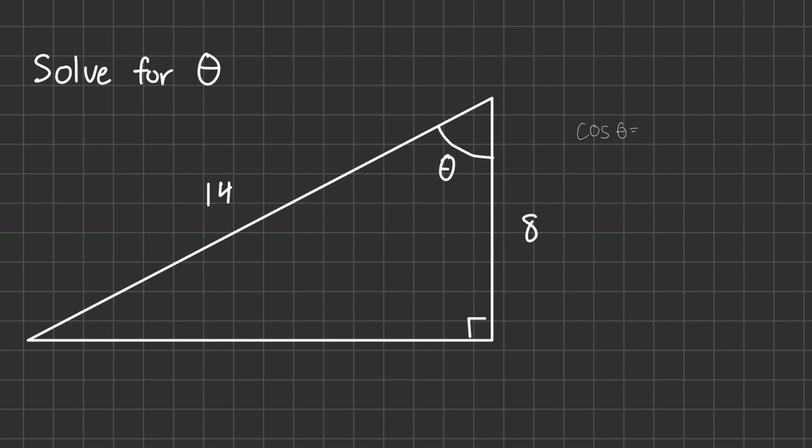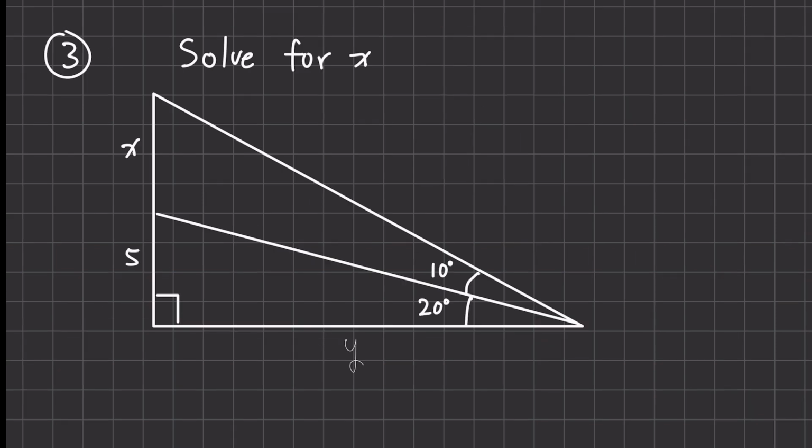So cosine of theta is equal to adjacent over hypotenuse, or in this case, 8 over 14. Now, we need to isolate for theta, which means we must apply the inverse cosine function to both sides of the equation. These two cancel out, and that gives us theta is equal to the inverse cosine of 8 over 14. Using a calculator, theta is approximately equal to 55.2 degrees. And that will be your full solution.